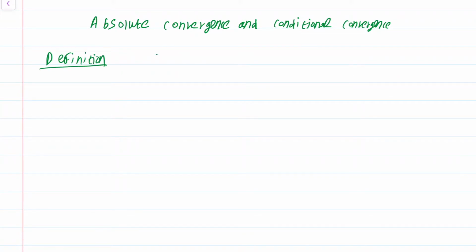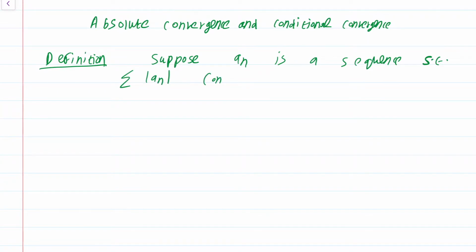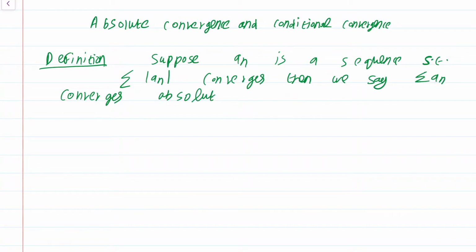Definition: suppose an is a sequence such that summation mod an converges, then we say summation an converges absolutely. Not a very creative name, but nevertheless it serves the purpose.